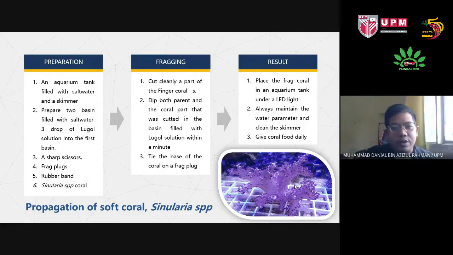The fragging part is where we cut cleanly any part of the finger coral about 1 to 2 centimeters. I prefer to cut it at 3 centimeters. So dip both of them into the Lugol solution and wait for a minute. And after a minute, take a part of the cut finger coral, the leather coral.